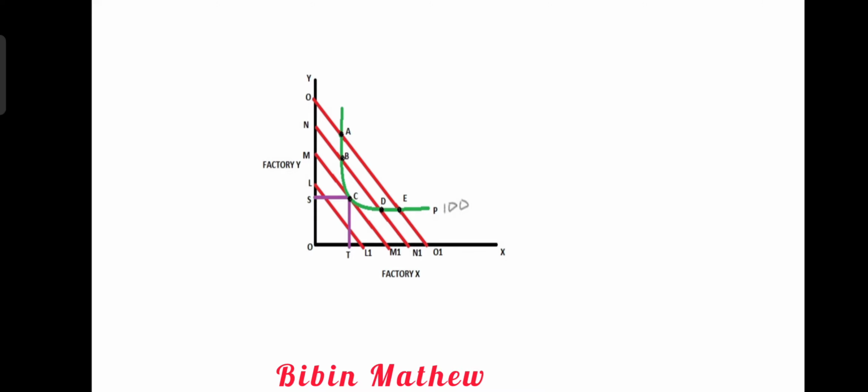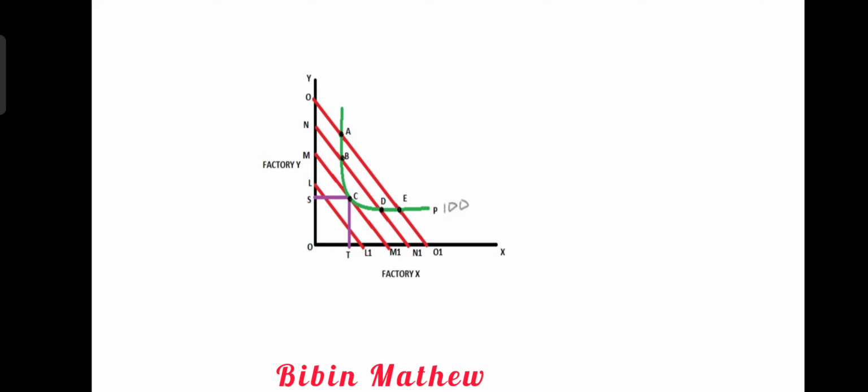There are a couple of things I would like to tell you. First, the producer will stop at the combination C. Why is that? Because if he goes below C, to the isocost line LL1, he may not be able to produce 100 units. To decrease the cost further, he would have to sacrifice output. He cannot produce 100 units on the isocost line LL1. So the producer will stop at the isocost line MM1.